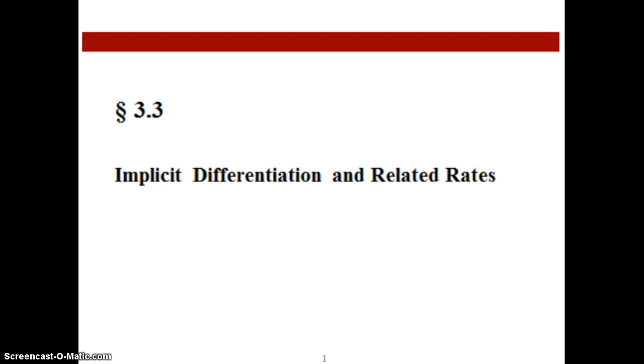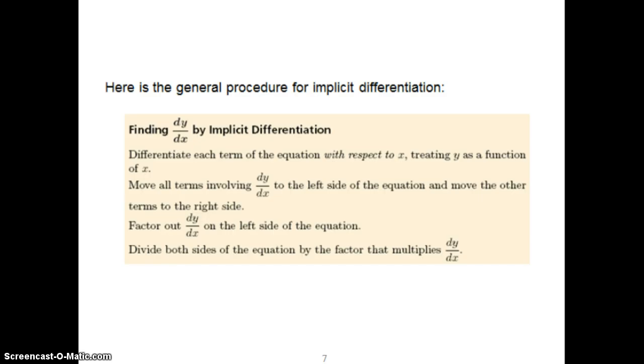Implicit differentiation is basically differentiating a function that has multiple variables. So basically, you've got a function with x and y in it, such as x squared plus y squared equals 1, and you're asked to differentiate that, find dy dx.